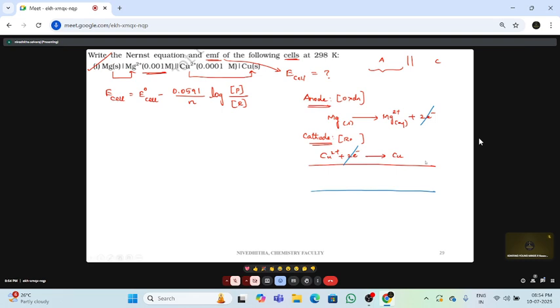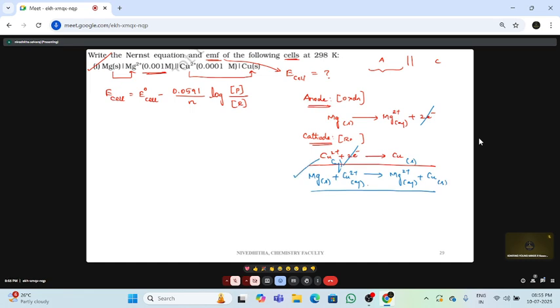Now we have to write the remaining parameters. On the left side, in the first reaction I have magnesium, which is in solid state, and in the second reaction I have copper 2 plus ion, which is in aqueous medium, which gives magnesium 2 plus, which is in aqueous medium, and copper, which is in solid state. That's it. So this is the redox reaction.